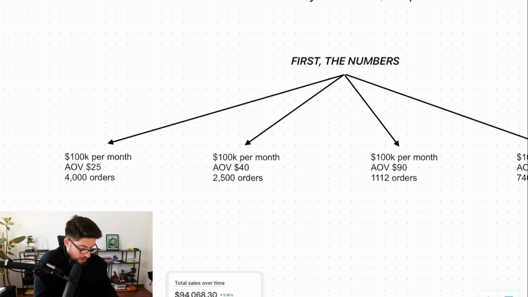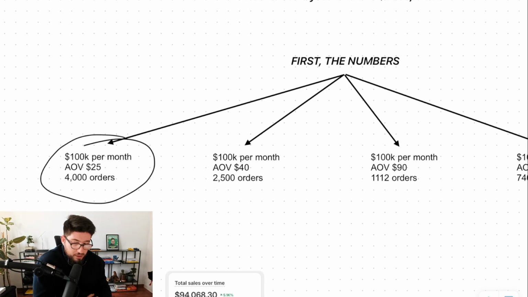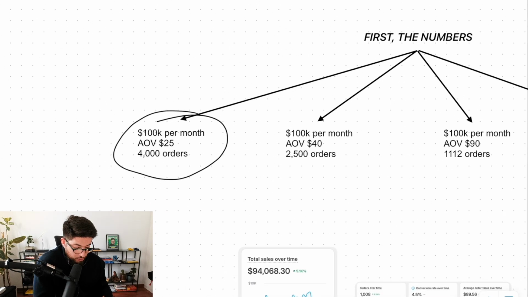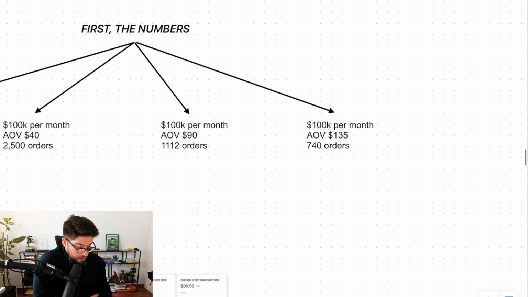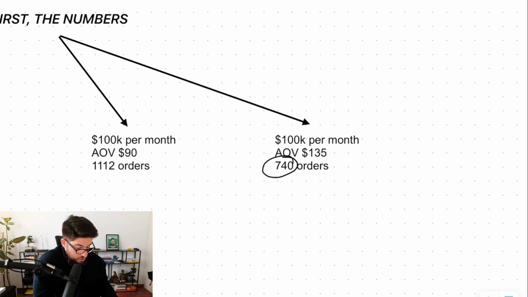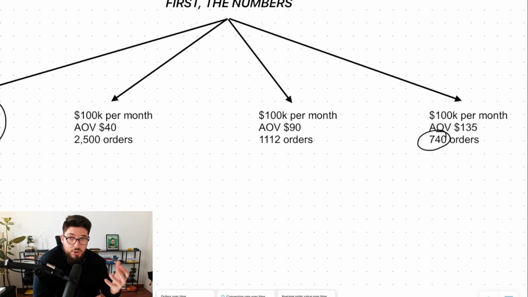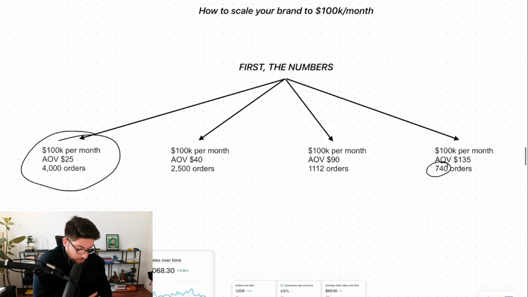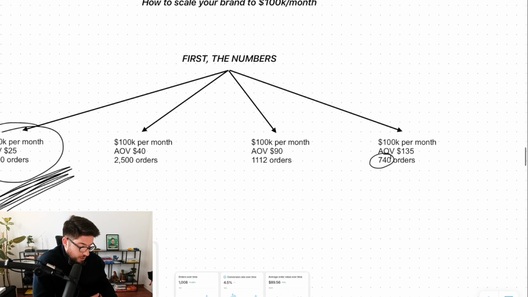Do you want to be a brand that is at 100K per month with a low AOV and has to do a lot of volume? Or do you want to be in the other extreme where you have a pretty high AOV, 135, and you just have to do 740 orders, but the conversion rate is going to be lower. So depending on your industry, what you're selling, etc., you will be in one of these buckets. I would recommend you run away from having a very low AOV because this will hurt your scaling. It will make it more difficult.